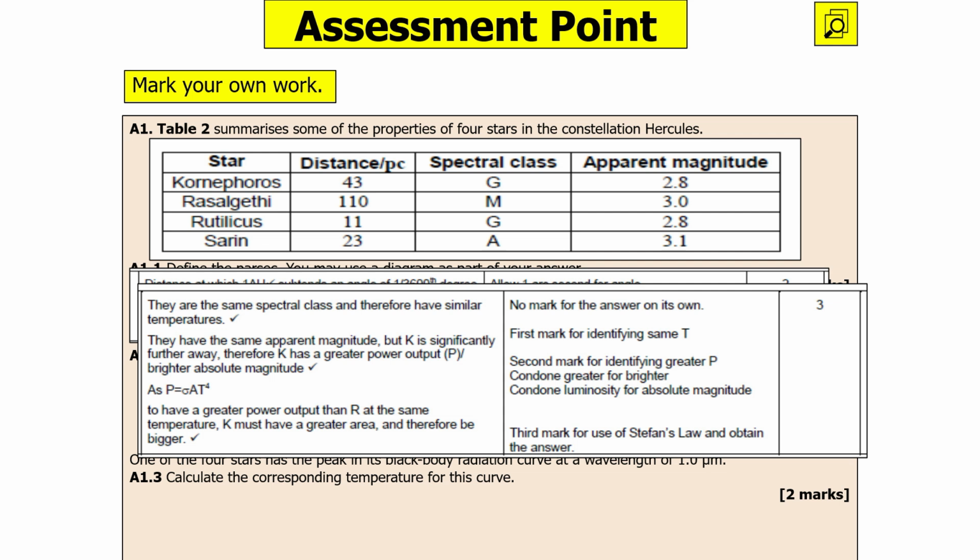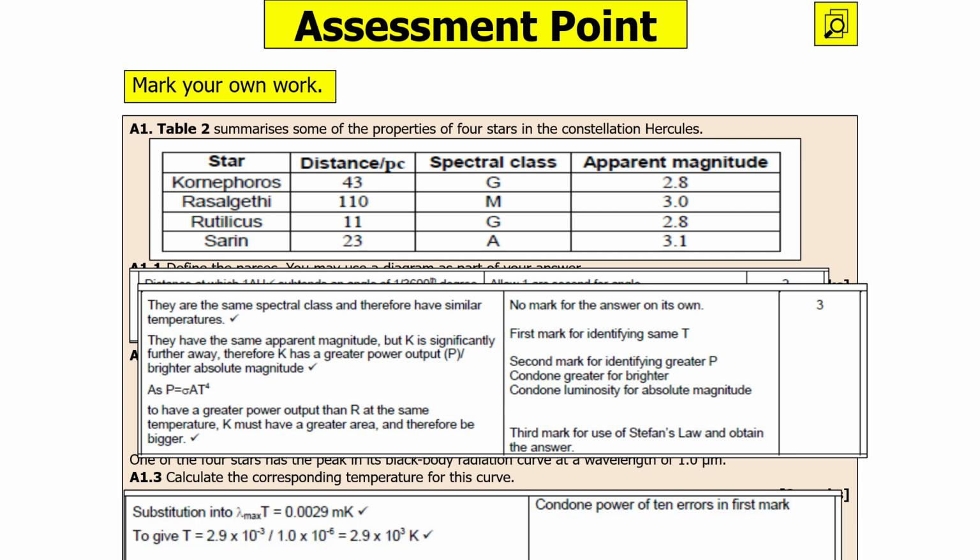So you can see that from the information given to us. So therefore, it will have the higher power output, so therefore it'll have the brighter absolute magnitude. So to have the greater power output at the same temperature, it must have a greater area, so it must be bigger. Now the next one, again, we've got to use our equation for the Wien displacement law of lambda max times T equals 2.9 times 10 to the minus 3 to work out our value. Now think about which star will produce that.